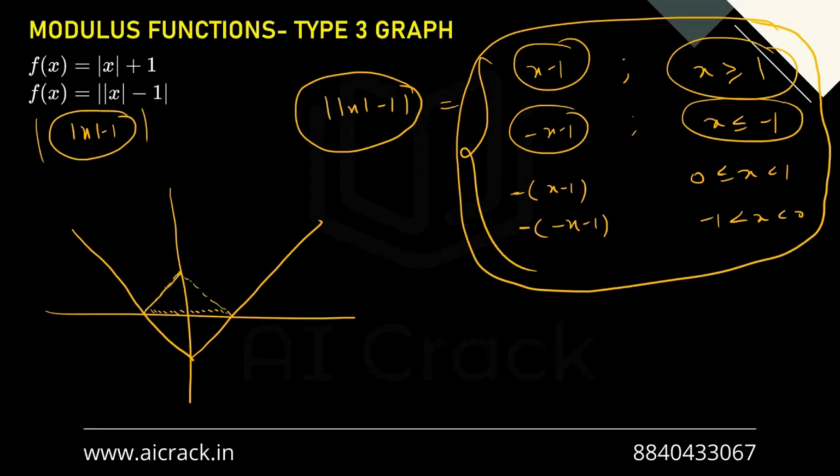This is the mirror image of this one. This is the mirror image of this one. So this one, let's mark it with a new marker. So this one is the required function. So for the negative part, we have to use the mirror image method. For positive part, it's not going to change. For negative part, it's going to change because of this modulus sign over here.